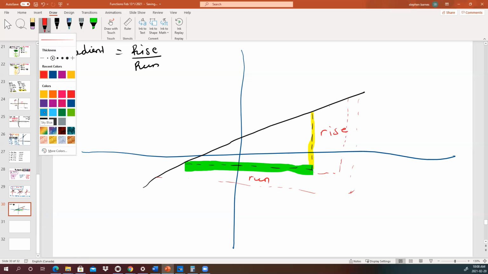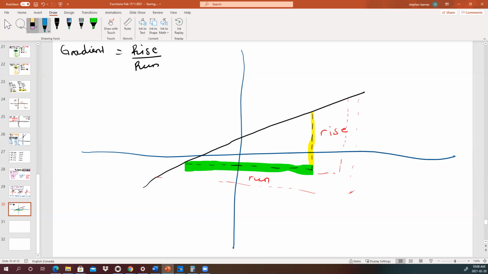The other thing I want to point out before we move on is that typically we draw our rise and run triangle at the bottom like this, right? Because it makes life easier for us. It's how we visualize a triangle, and so it makes life easier for us to do it that way, right? But I just want to point out that it doesn't have to be.